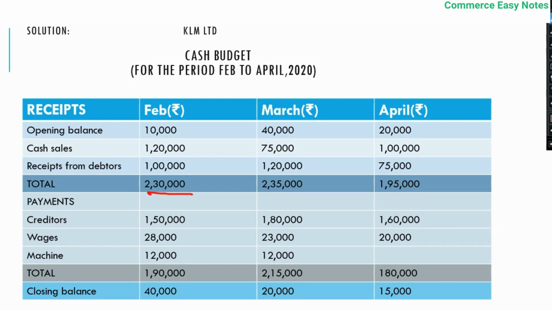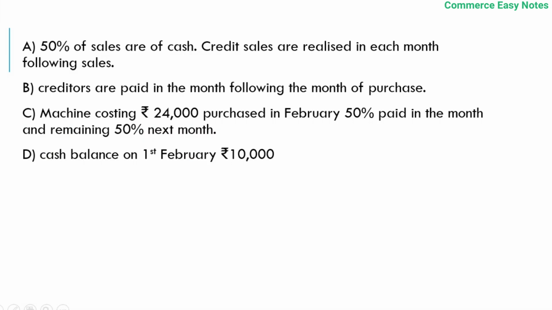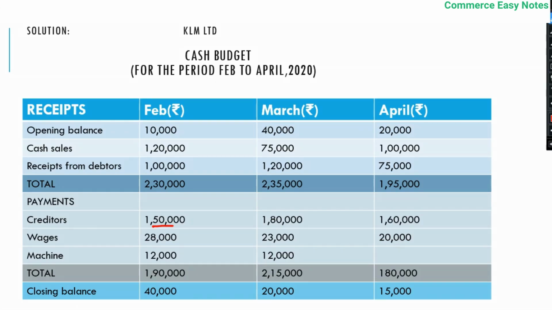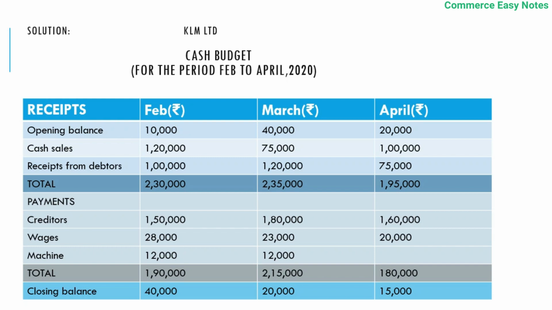And now the payment side. Creditors is given in the purchase. We said in the question that credit purchases are paid in the following month. Therefore, purchases from January, 1,50,000, and wages as usual, wages of February, and the machine. It is said that the 24,000 machine is recognized 50% in February, 12,000, and the next month 12,000 in March. Therefore, the total of payments comes to 1,90,000.